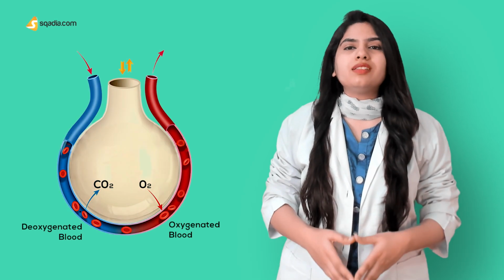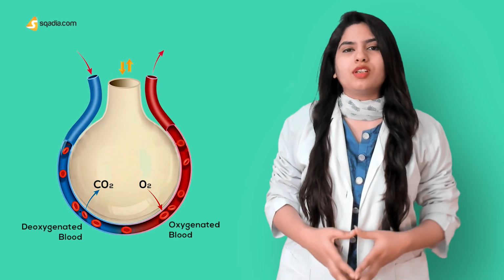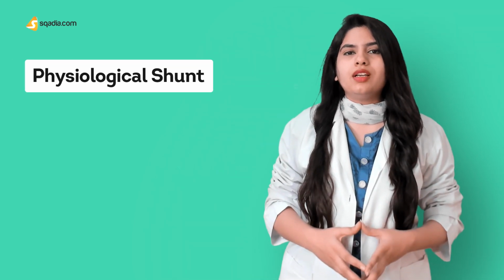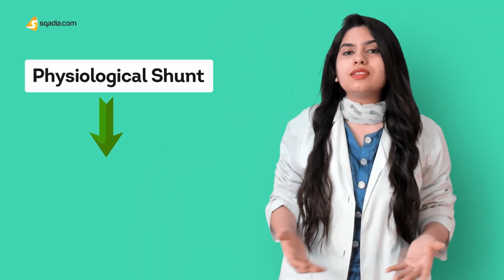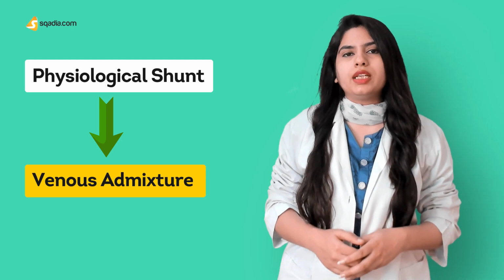We know that blood is oxygenated before systemic circulation, but there is a little amount of blood that can escape this oxygenation process and enter the systemic circulation as deoxygenated blood. This escape or diversion of deoxygenated blood is known as physiological shunt. Physiological shunt results in the venous admixture.